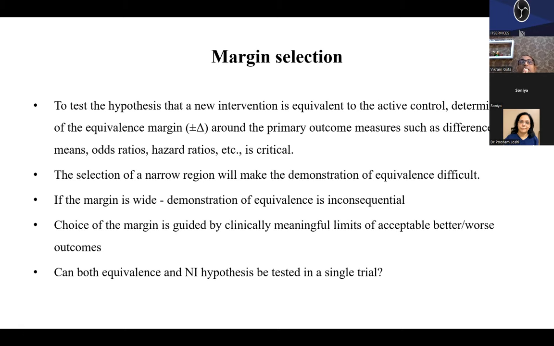On the other hand, if I want to demonstrate equivalence at any cost, so let me keep the margin high. For a 60% response rate in the standard arm, you make the margin plus or minus 30%. That means from 30% to 90% is acceptable. Then you may demonstrate equivalence, but that becomes irrelevant and inconsequential, because that is not clinically acceptable. If a new drug is causing a response rate of 30% as against 60% of standard, obviously it won't be acceptable. Therefore, for the selection of margin you should give a lot of thought to what is clinically meaningful.